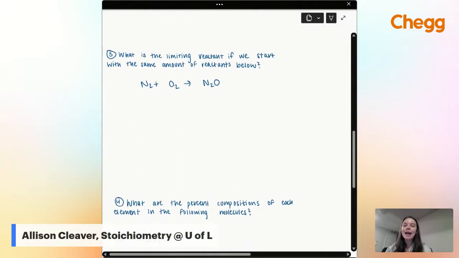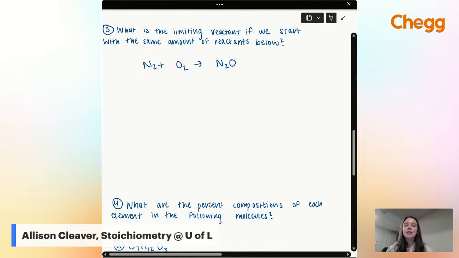All right. Now, we touched on this a little bit last week, but we are going to do another limiting reactant problem.